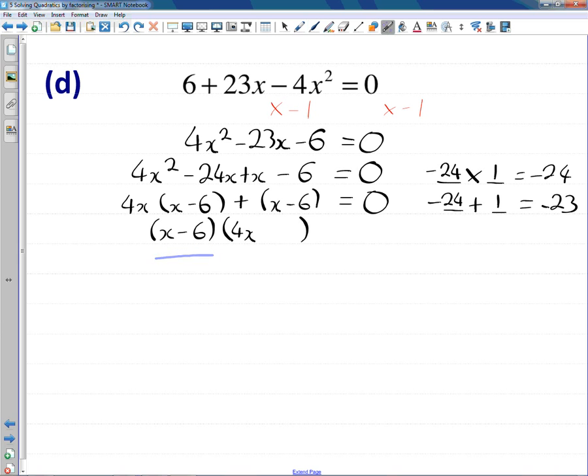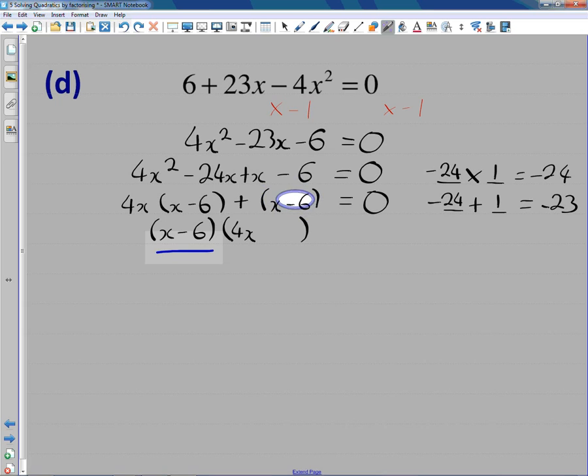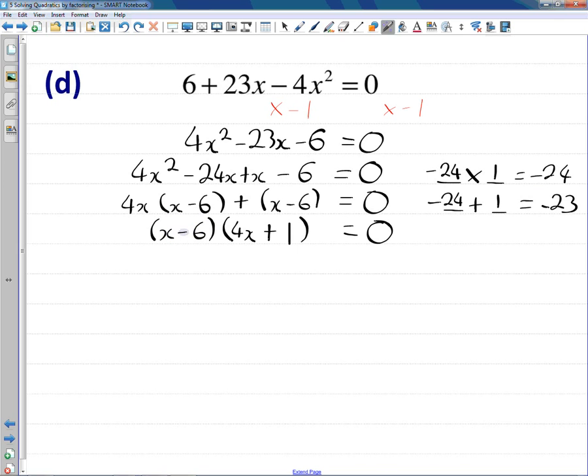And then this is your start point. What do you times it by to get that? And actually, because that's the same thing, we would just times by 1. That's a plus 1 there. So that's factorised. So we need to force this bracket to equal 0, in which case x would equal 6.